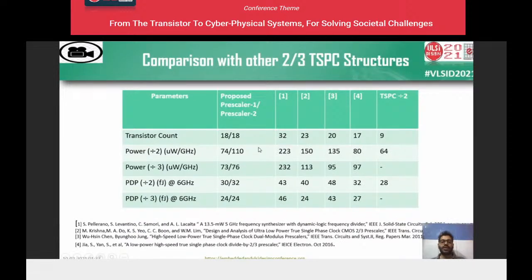Okay, so these are some numerical values. The average power that we can get is 74 microwatt per gigahertz for prescaler 2. Also, it shows less power consumption compared to the other architectures. And the PDP performance also improved when measured at 6 gigahertz.